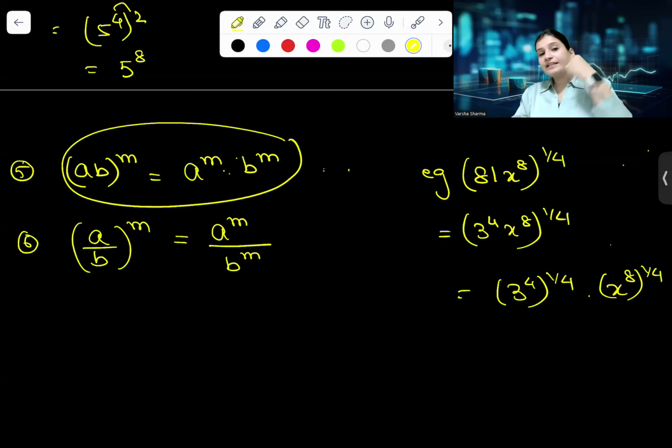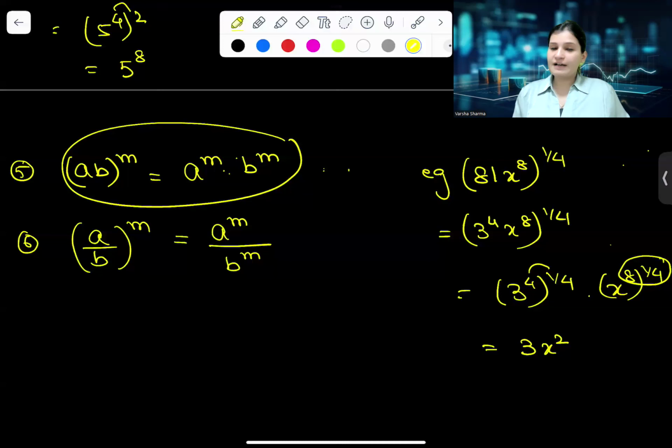Now applying the fourth property. Here 4 and 1 by 4 are in the same floor, so they'll get multiplied and we are left with only 3 power 1. Here 8 and 4 will get simplified and we are left with x power 2. Final answer is 3x square.